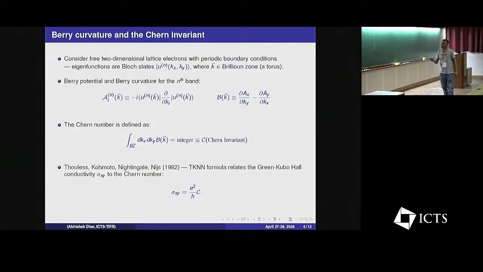Okay, so if you integrate this quantity, you just need the eigenstates, and you can then compute it. If you compute the integral over the Brillouin zone, then you get some number which you can show is exactly quantized. It can only be an integer. And what TKNN showed is that they related this to the conductance or conductivity.